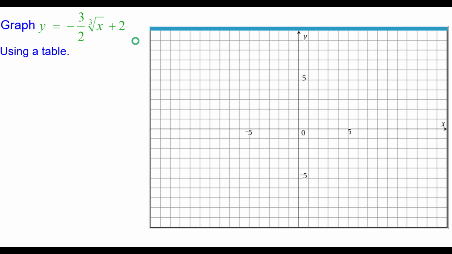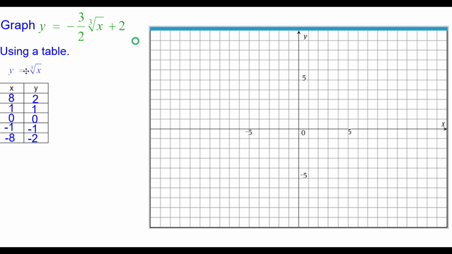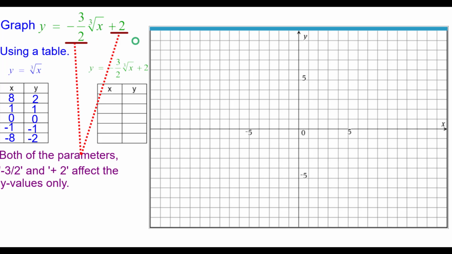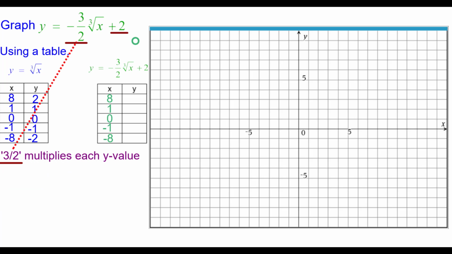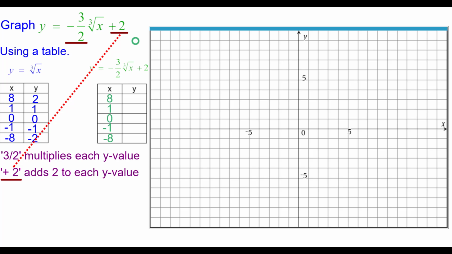Second way, using a table. These are our 5 key points on the cube root graph. Looking at the parameters, they both affect the y values only, so the x coordinates are unchanged, so we'll keep them the same. The negative 3/2 multiplies each y value, and the plus 2 adds 2 to each y value.